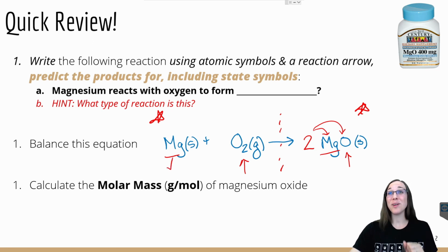That's an easy fix. All we have to do is now put a 2 in front of the reactant side magnesium in order to balance that back out. And voila, we have a beautiful balanced equation.